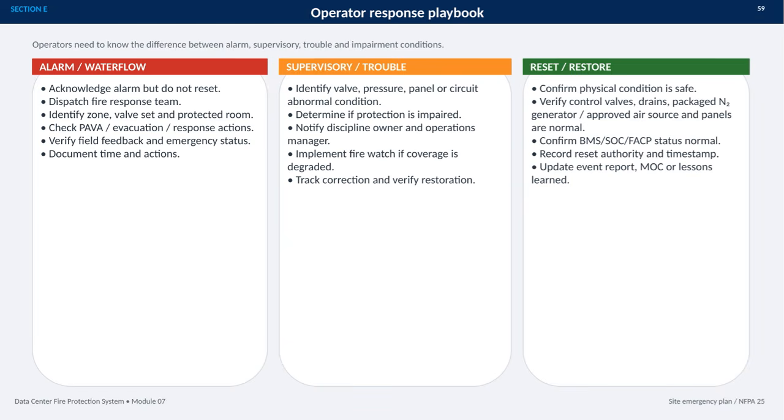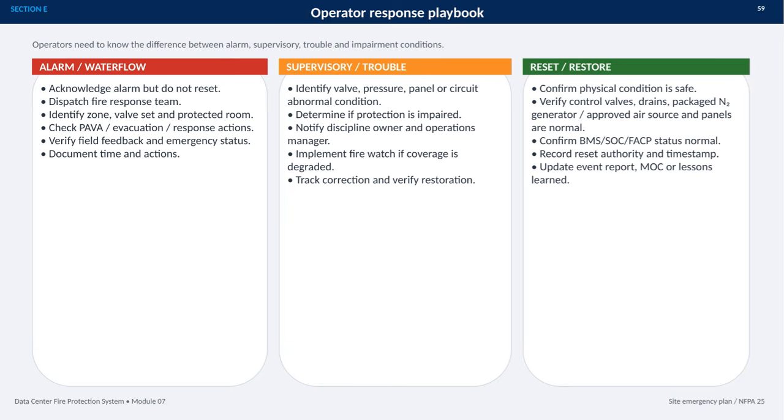For supervisory or trouble signals, the focus shifts to identifying the abnormal valve, pressure, panel, or circuit condition. The operator must determine whether protection is impaired, notify the responsible owner and operations manager, and establish a fire watch if coverage has been degraded.